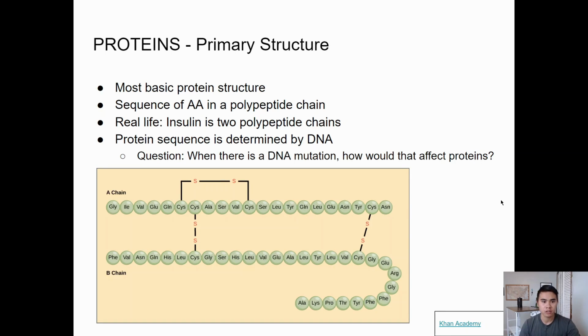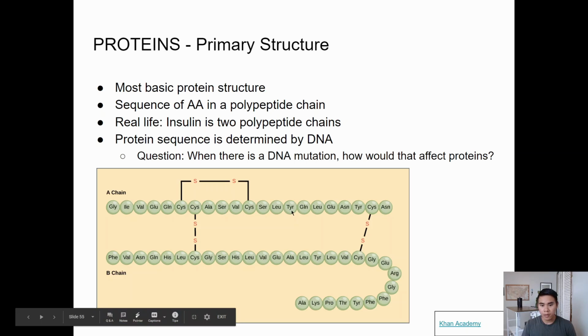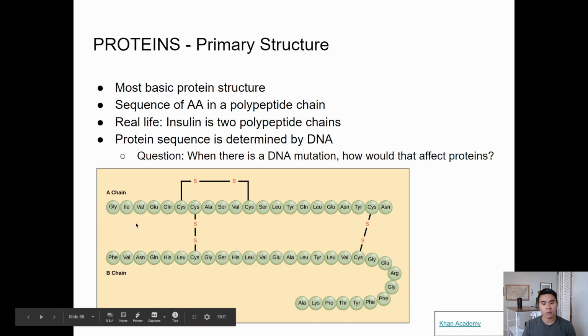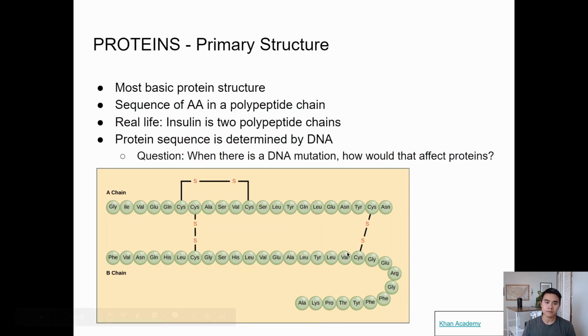Okay, primary structure. So this is the most basic one. It's just a sequence of polypeptide chains. And insulin is an example of that. It's just a 2 polypeptide chain. And this one here is, I believe, insulin that's not human. It's a cow insulin, but human insulin is very similar. So it's just a chain of polypeptides. And we can determine this sequence right here by Sanger sequencing. So we can determine like the A chain, what it is, the B chain, what it is, and we can actually synthetically replicate it with what we know here.